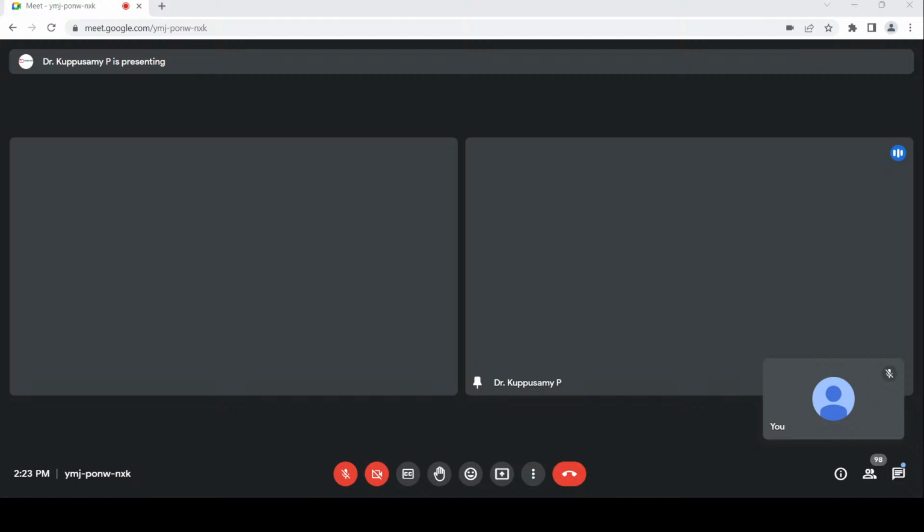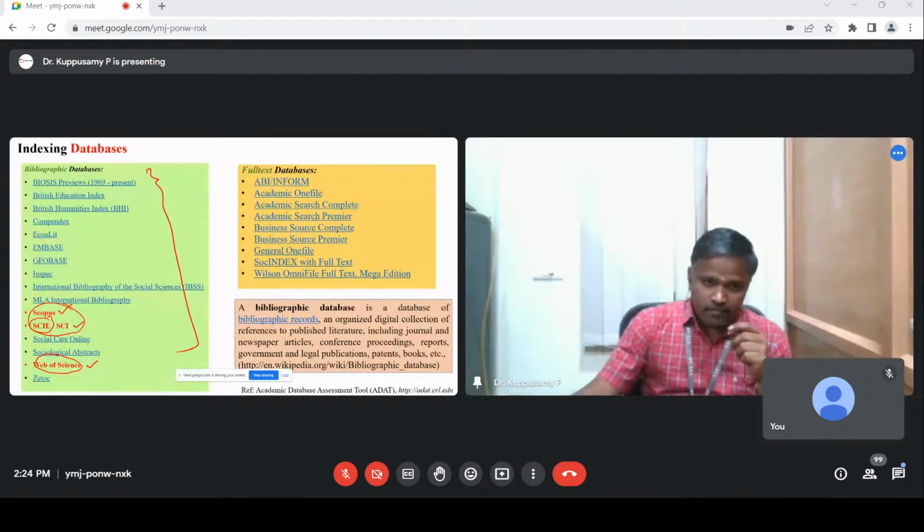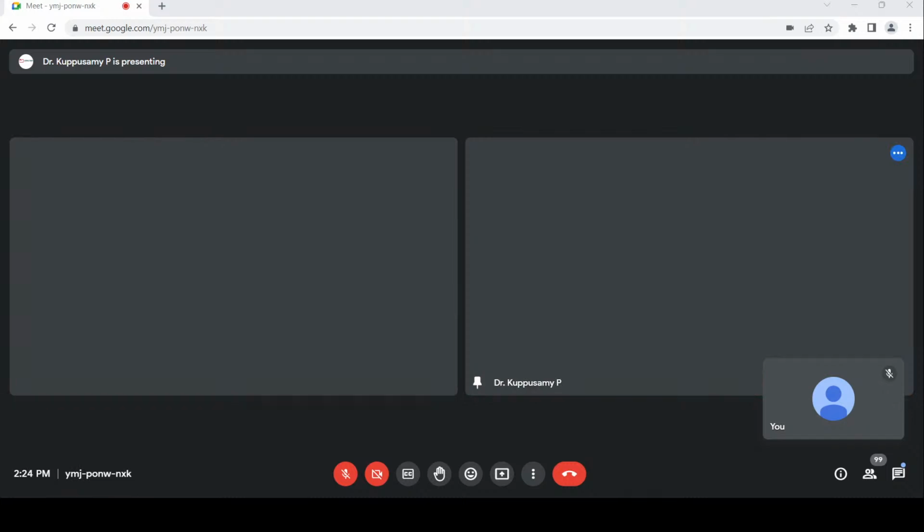And some of the indexes are given here. So many indexes are there, but mostly in our area, our institutions in Tamil Nadu and Andhra Pradesh and throughout India, we would like to publish the articles in Scopus indexed journals or SCI or SCI extended. And one more is Web of Science. Mostly we are trying to publish in these indexed journals. Now how do we select the journals from these indexes, that we will see now.